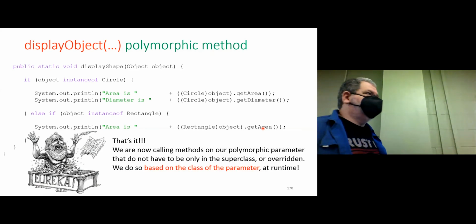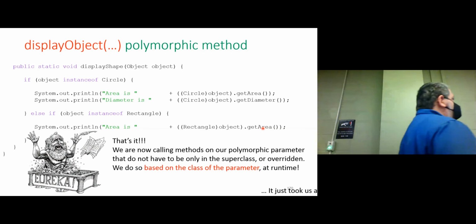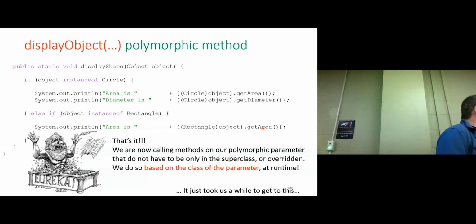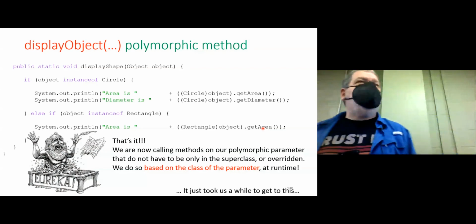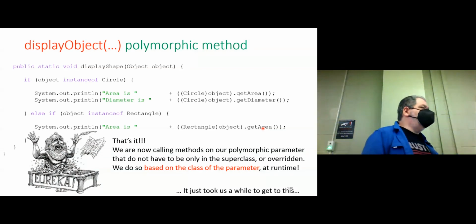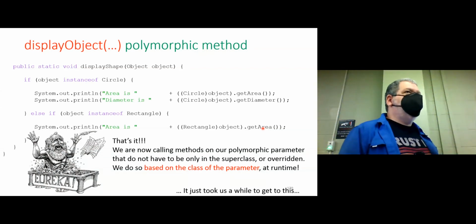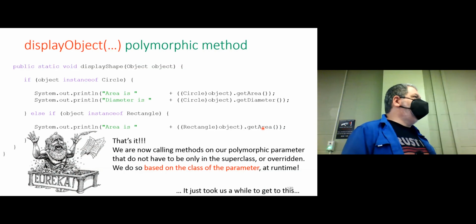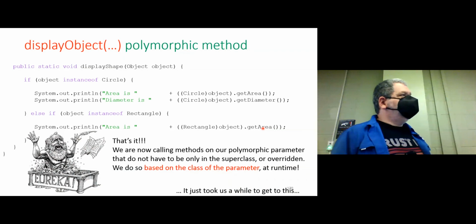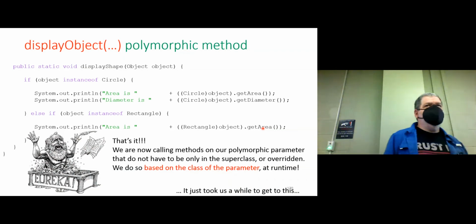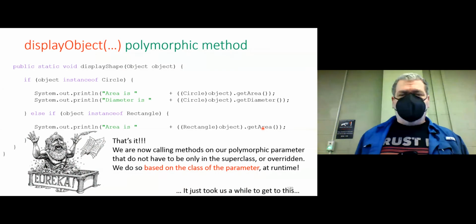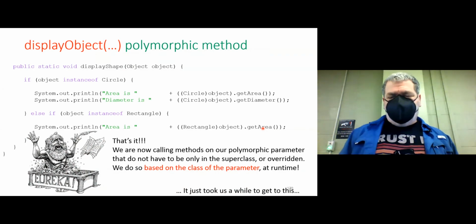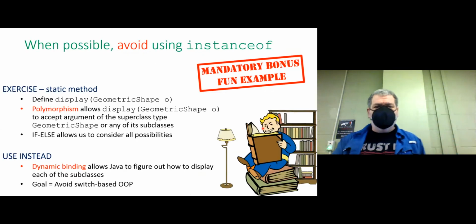So all of this was to answer that question from one lecture and a little bit ago. The question was, can we actually manage to call, on a polymorphic parameter, a method that only exists in the subclass? And the answer is yes, we can, but it takes a little bit of work, and it forces us to really understand what's going on with polymorphism in Java. So we finally got around to doing that.